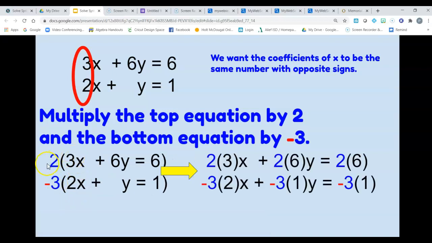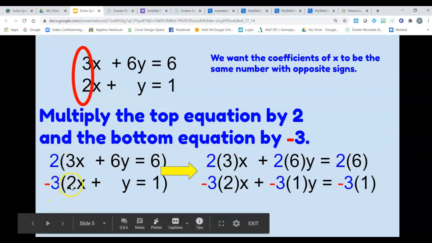So when I multiply, I'm going to do 2 times 3, 2 times 6, 2 times 6 again, and then negative 3 times 2. Negative 3, there's a 1 here. Remember, no number means 1. And then negative 3 times 1. So I would have this.